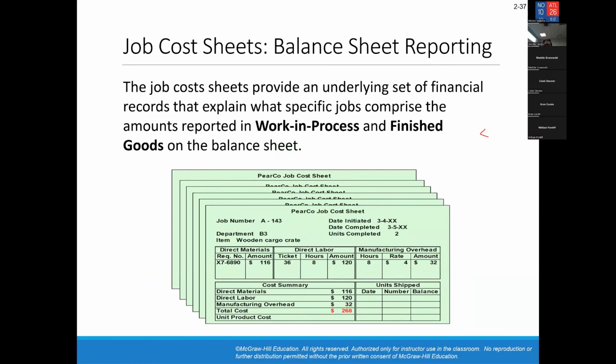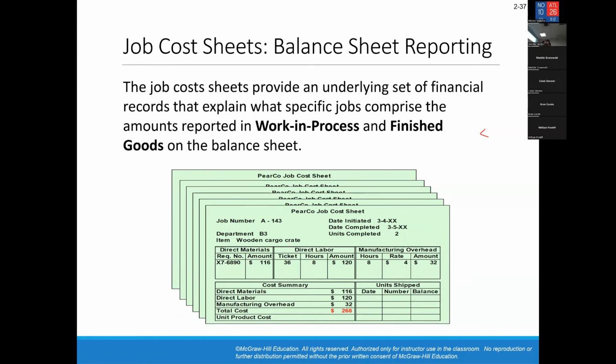Then we have the balance sheet reporting. The job cost sheet provides an underlying set of financial records that explain what specific jobs comprise the amounts reported in the work in process and finished goods. So we'll talk about that a little more later.